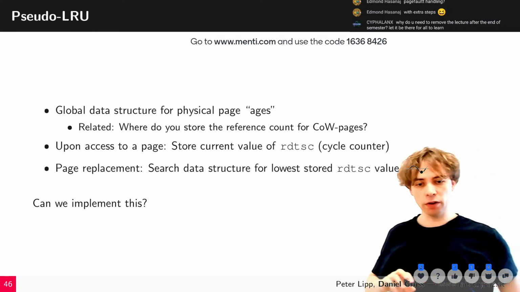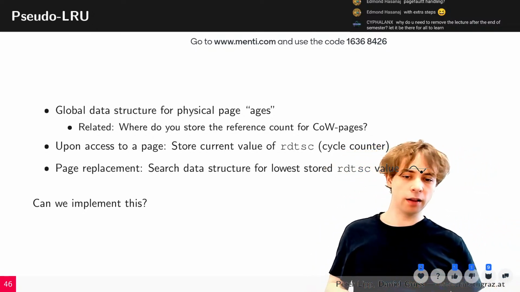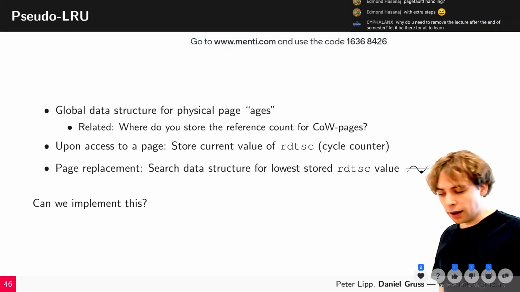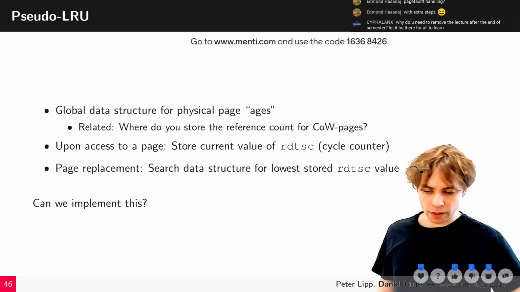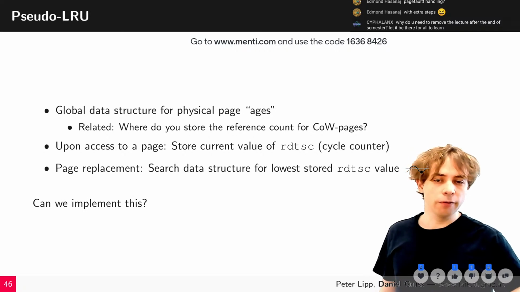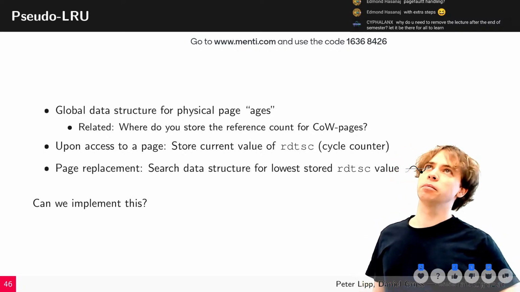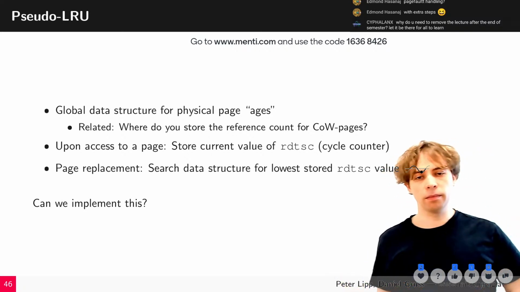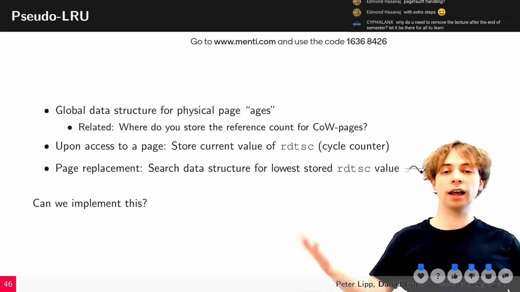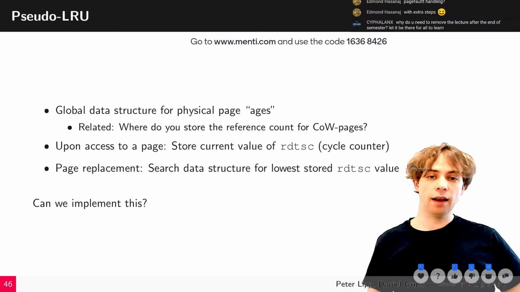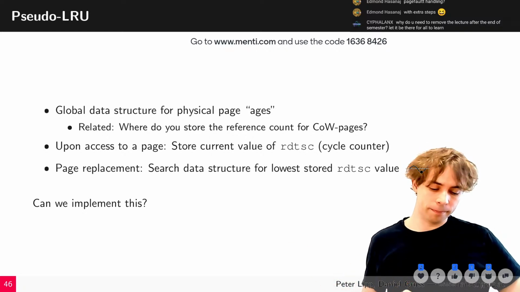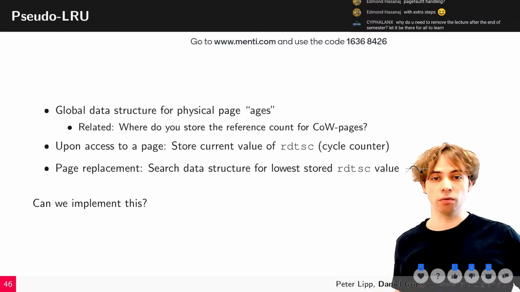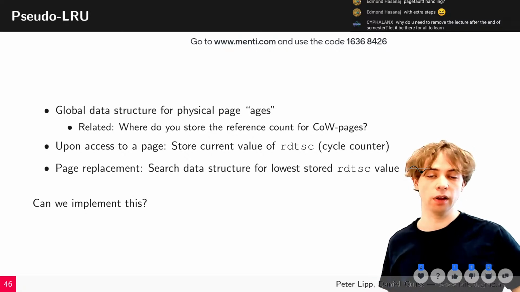There's a question in the chat: why do you need to remove the lecture after the end of the semester? Let it be there for all to learn. In principle, I don't have to remove it. The problem is that I'm still a bit of a burnt child from lecture recordings that we did like 10 years ago. There we had the problem that in one semester we put all the lecture recordings online and kept them online. And then in the next year, the number of students in the lecture hall dropped drastically to, let's say, 20 to 30 students.